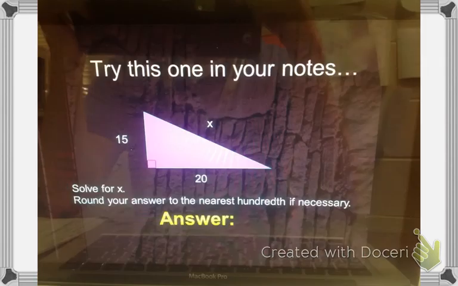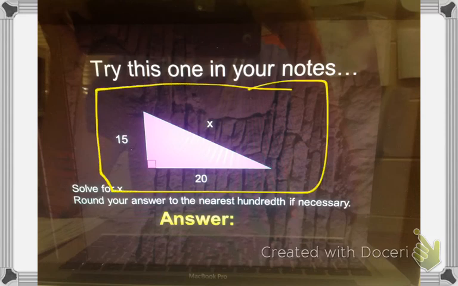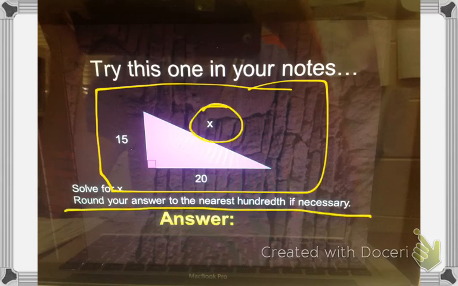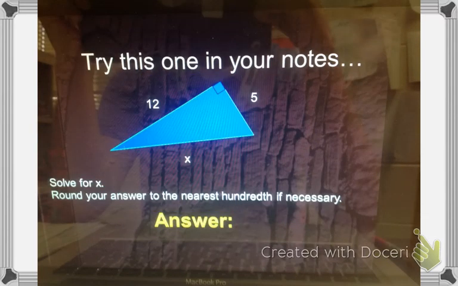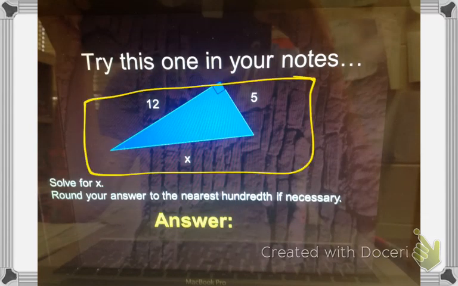Alright, so that half sheet of paper that you have in class today, one side has the bell work on it, the other side is going to have these 4 questions, okay? So you have this right triangle, solve for the missing side, round your answer to the nearest hundredths, if necessary. Okay? Use your formula, step 1, step 2, step 3, right? Same for this one. This is the second one of that 4 quadrant that you can do on the back of that half a sheet of paper.